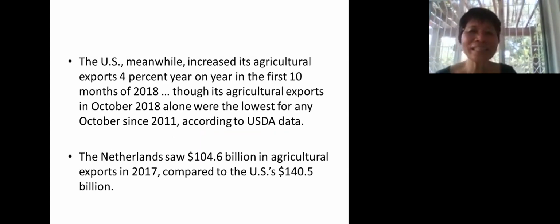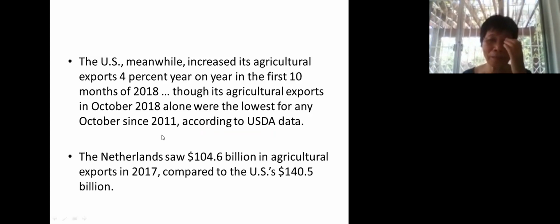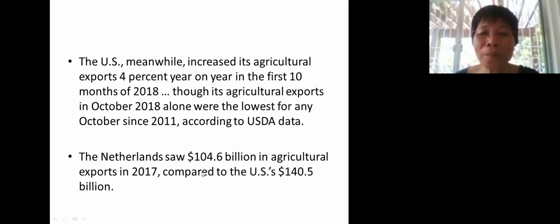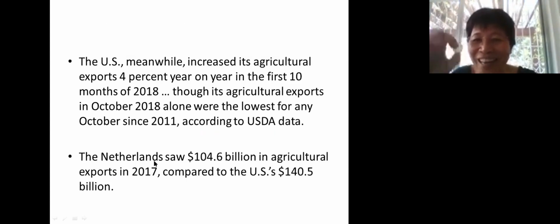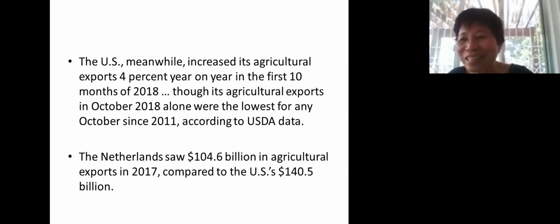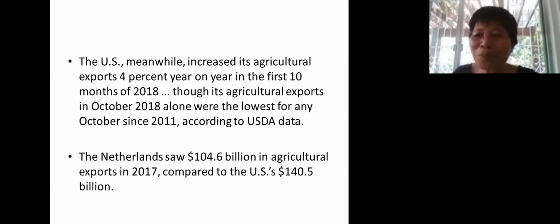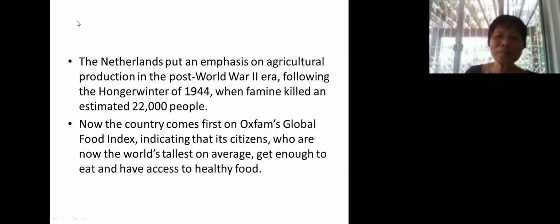The U.S., meanwhile, increased its agricultural export 4% per year in the first 10 months of 2018. In October 2018 alone, it was the lowest for any October since 2011, according to U.S. Department of Agriculture data. But the Netherlands saw 104.6 billion in agricultural exports in 2017, compared to only 140.5 billion. You see, the Netherlands is so small, and yet they export 104 billion, the United States 140.5 billion. You know why? What are they doing? Why are they producing a lot of food? They put a lot of what?